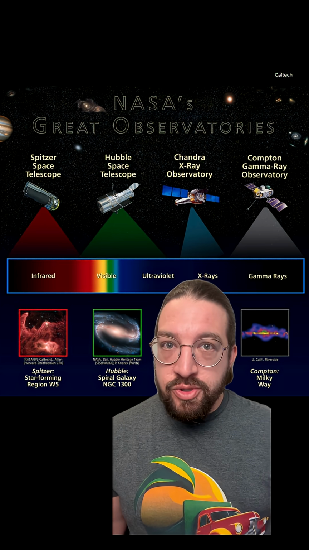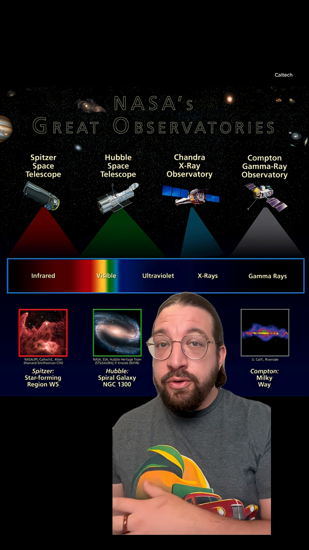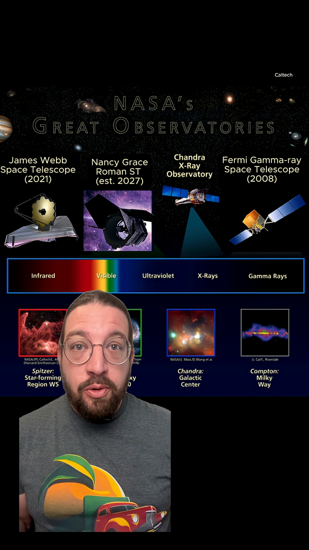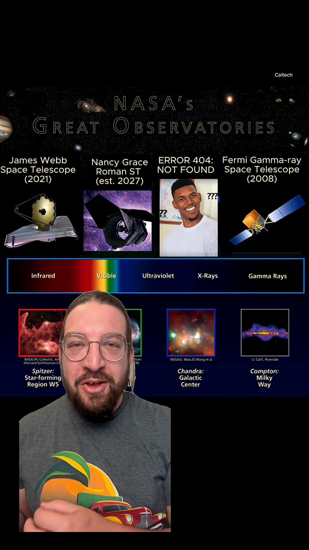Chandra is one of the four great observatories launched by NASA. The idea was to be able to see the whole electromagnetic spectrum, from infrared all the way across the gamma rays. Spitzer, Hubble, and Compton have all been replaced or are in the process of being replaced. There's no planned replacement for Chandra right now.